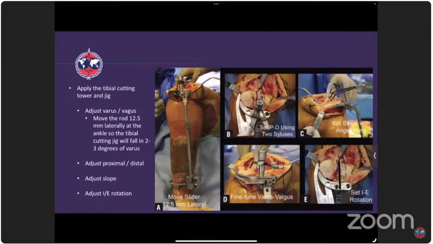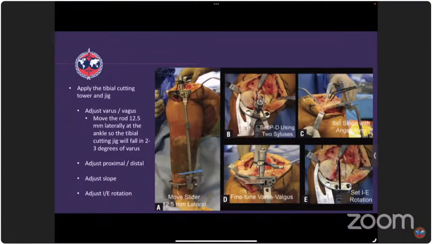Usually we start with moving the rod to 12.5 millimeters laterally, and that will get your jig at 2 to 3 degrees of varus to start. And then we adjust proximal distal using the stylus and adjust the slope after that. When you're done with these steps, then you fix your tibial cutting jig after adjusting for internal and external rotation.